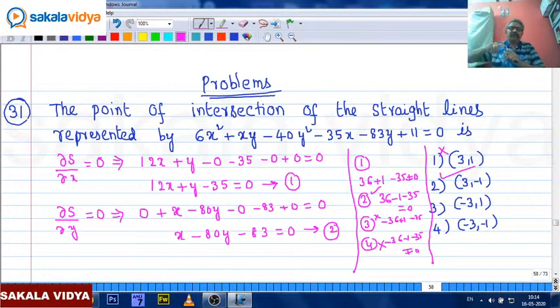But because this is a competitive entrance examination, you can check it. For example, if two options satisfy, then go for the second equation. Check in the second equation. Right. So let us move to the next question.